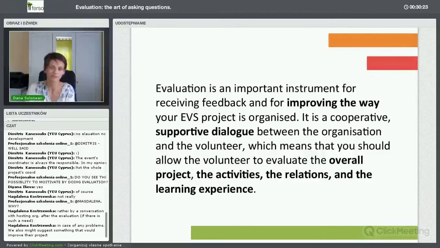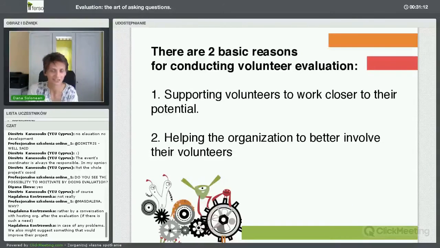So now I will give our definition of what evaluation is. It's an important instrument for receiving feedback and for improving the way your EVS project is organized. It's a cooperative, supportive dialogue between the organization and the volunteer, and the volunteer should evaluate the overall project, the activities, the relation, and the learning experience. About what we should evaluate, we will talk very soon. But generally, this is our definition of evaluation.